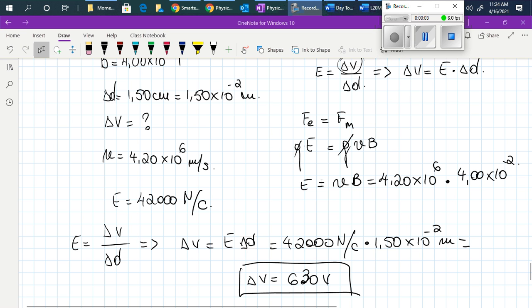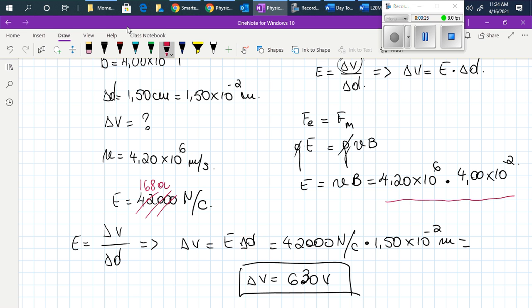Before we move to mass spectrometer, which is the third part of this video series, I just want to clear something up. 4.20 times 10 to the power of 4 is not 42,000, but actually is 168 thousandths. And then this will result in a different value here.